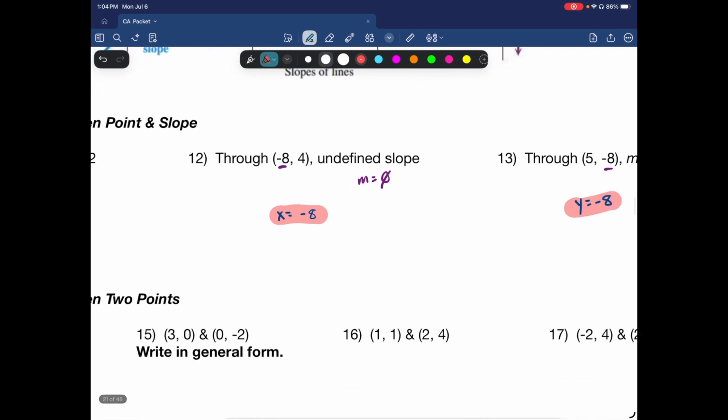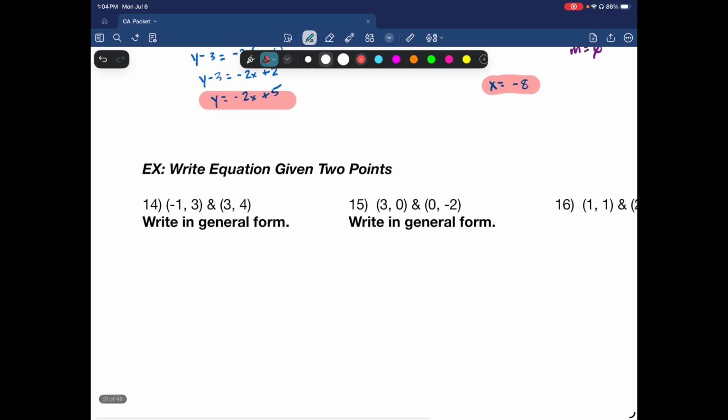All right, so 14, we're going to write this in general form. Okay, so we have a slope that we need to find. So we got 4 minus 3 over 3 minus -1. That's going to give me 1 on top, 4 on the bottom. So my slope is 1/4. Now, I'm going to use point slope form, and I'm just going to pick a point. I have 2. I don't need both. And you'll get the same answer regardless of which one you pick. So you just pick one.